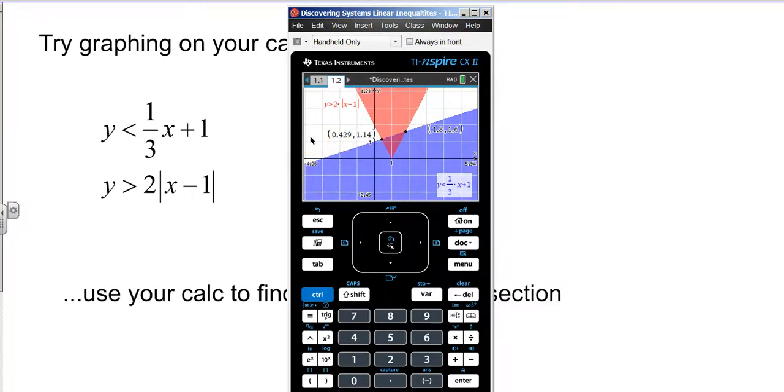And so you can see exactly where those graphs intersect. And the other point, obviously, is at 0, 0, it looks like. It crosses right down there. And so this is a nice way to check your work. And on a standardized test, if they allow you to use a calculator, you can graph it on your calculator as well.